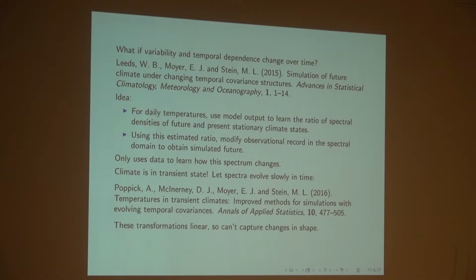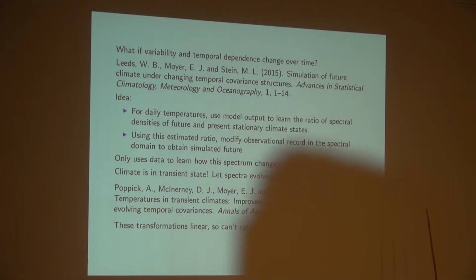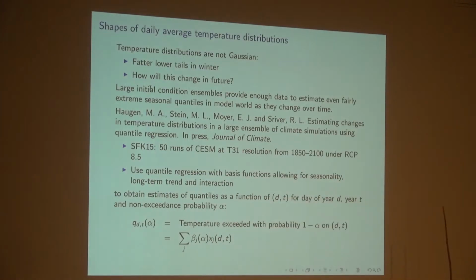Okay, but this kind of approach, all it did, in taking discrete Fourier transforms of observations, and then adjusting things and transforming back, everything was linear. So this can't do anything about shapes of distributions. So this would be great if daily temperatures were a Gaussian process and all you had to do was change the spectra. Okay, all right, but temperatures, if you look at them at all carefully, are clearly not Gaussian.